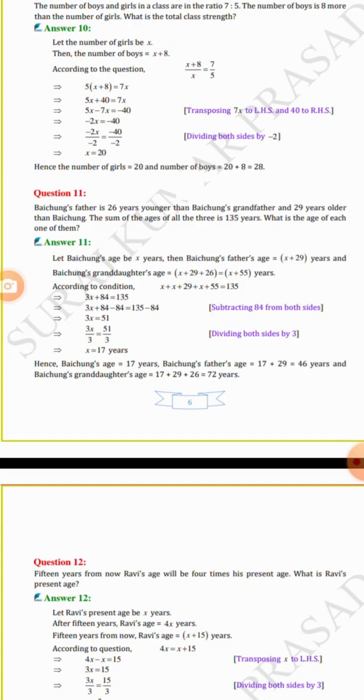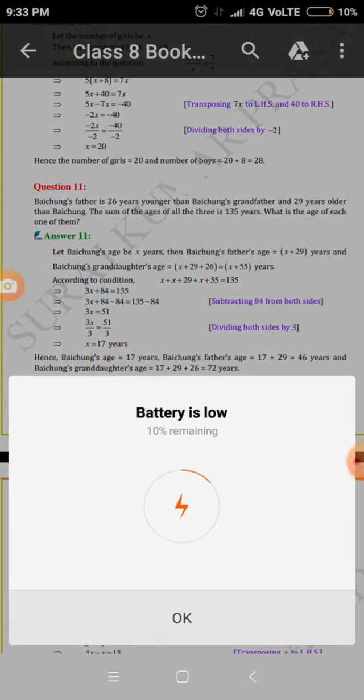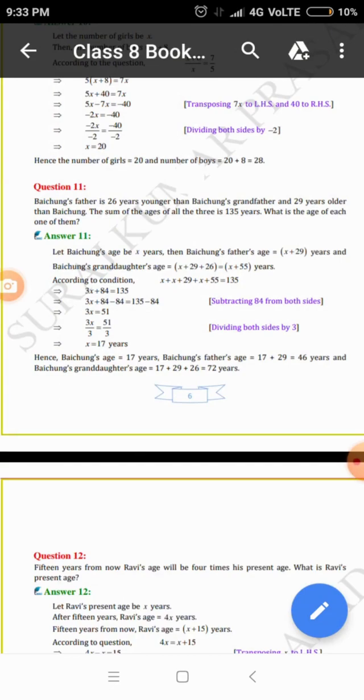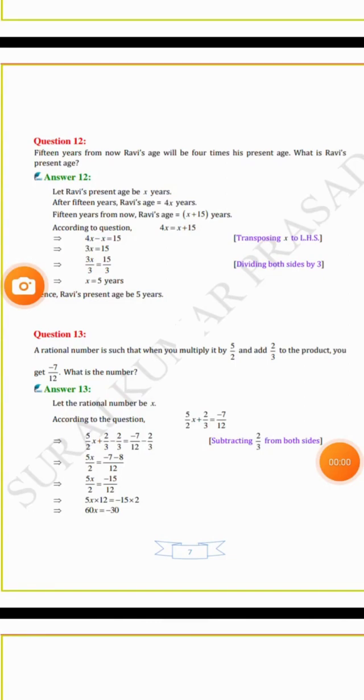Hence Baichung's age is 17 years. Baichung's father's age is 17 plus 29, 46 years. And Baichung's grandmother's age is 17 plus 29 plus 26 is equal to 72 years. Let's go for the next question.